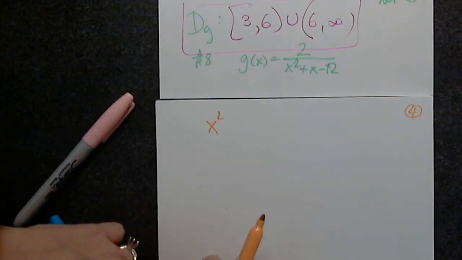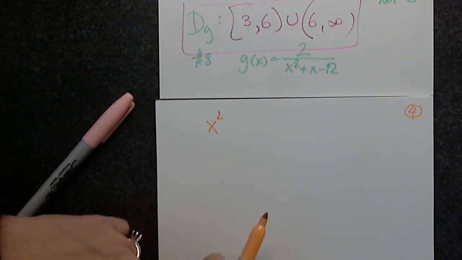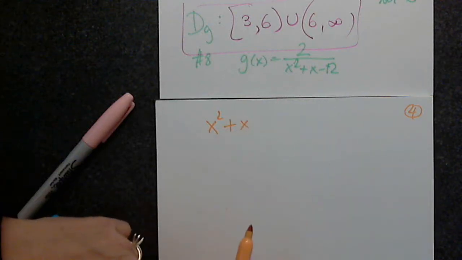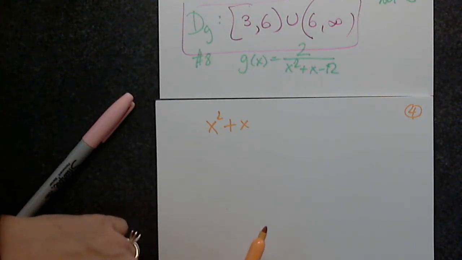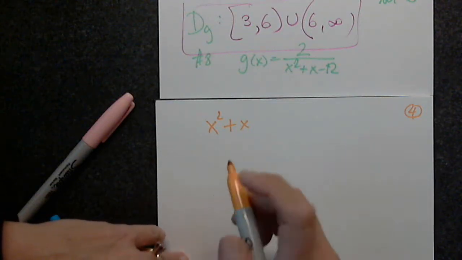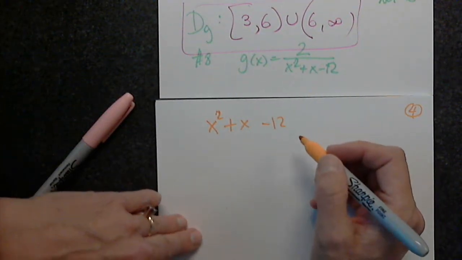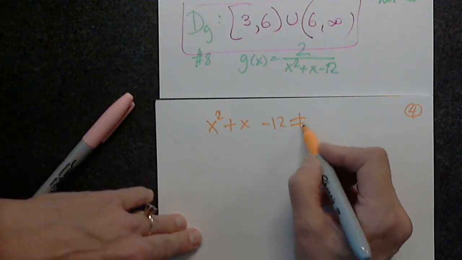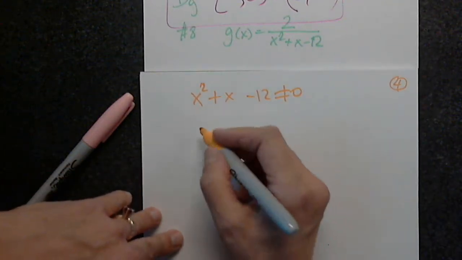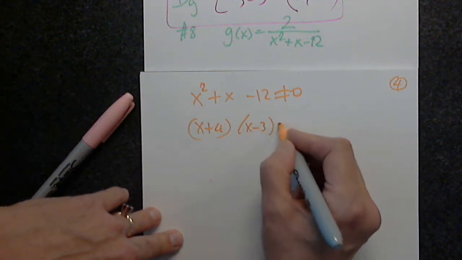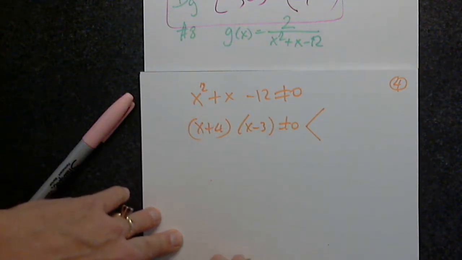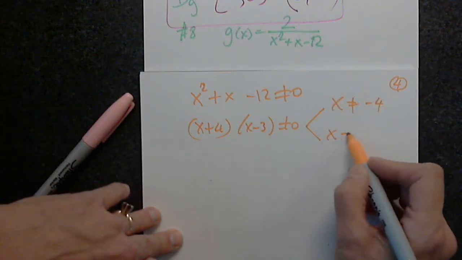Yes. Plus x. Then? What else? Yes. Awesome. Yes. Can't equal 0. Of course. We know that from our experience already. So this is x plus 4 and x minus 3. So there are two possibilities. x cannot be negative 4 and x cannot be 3.